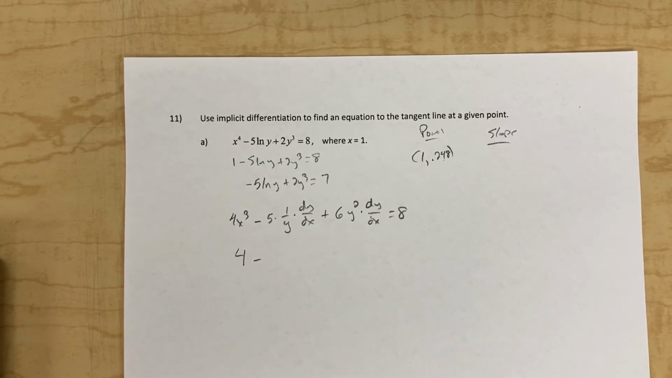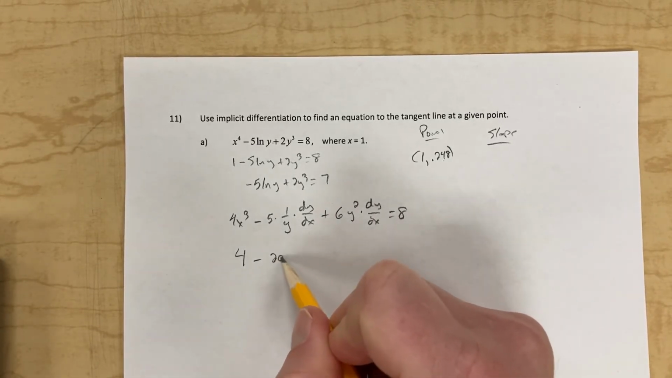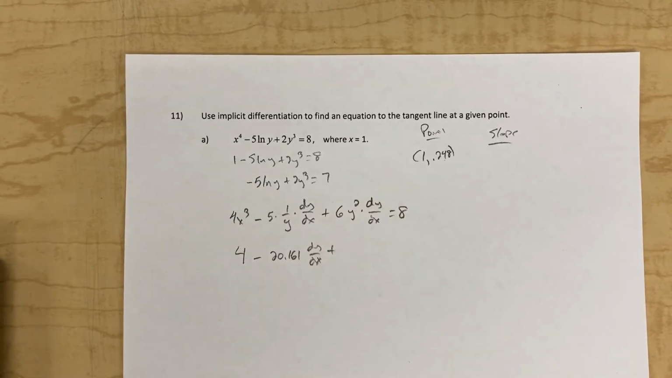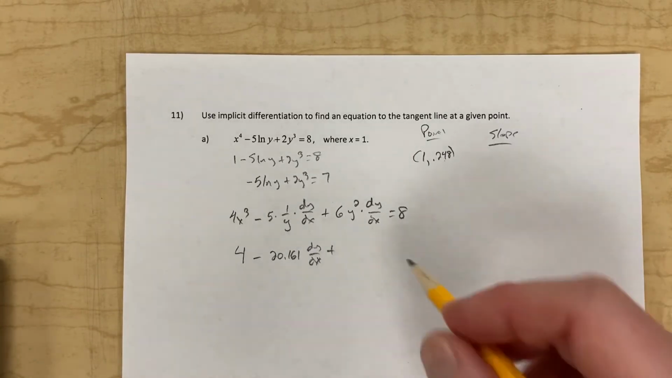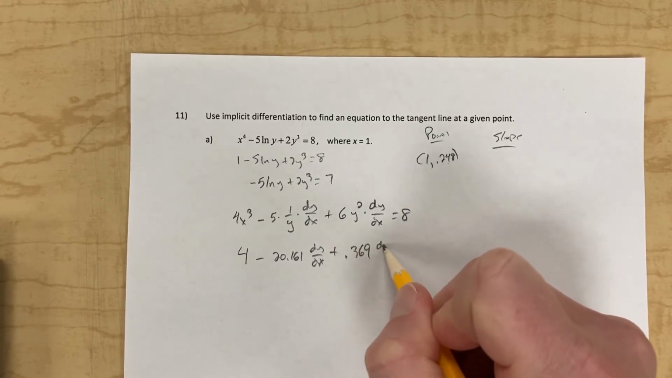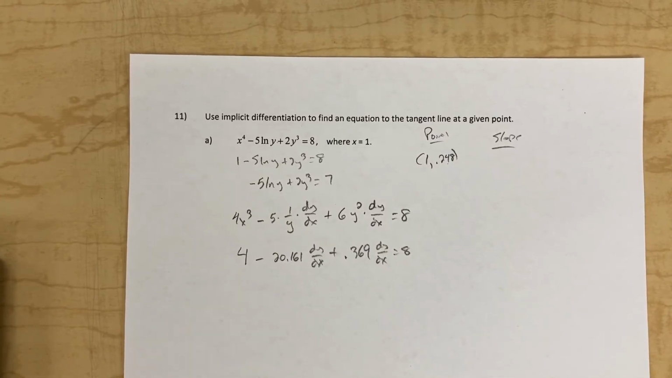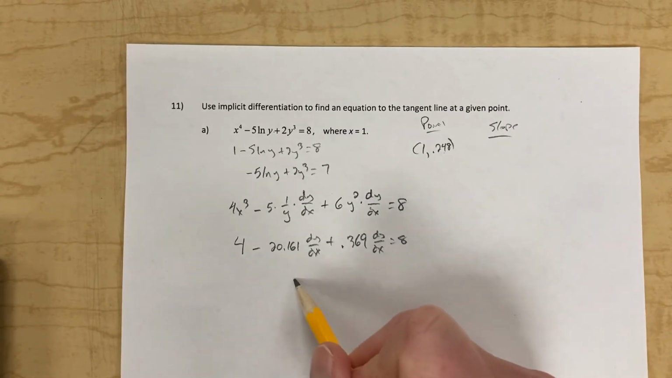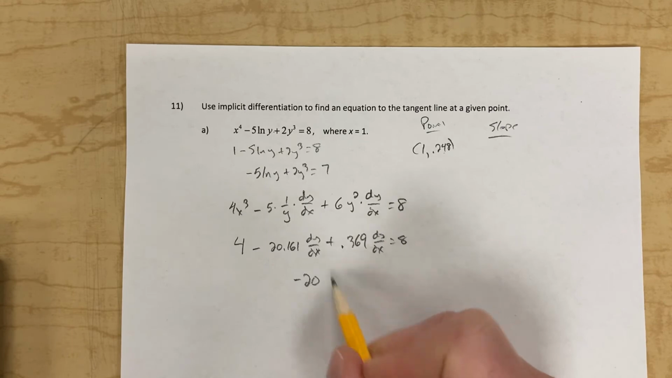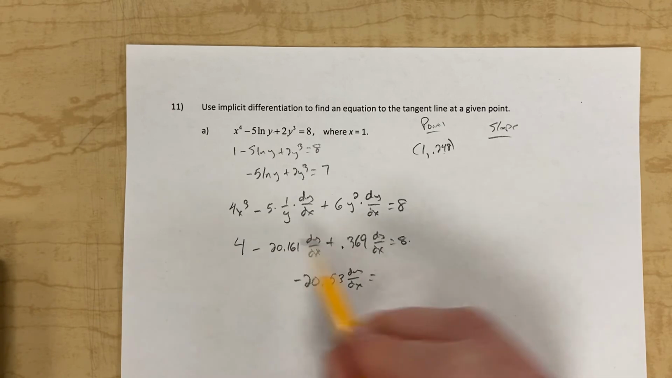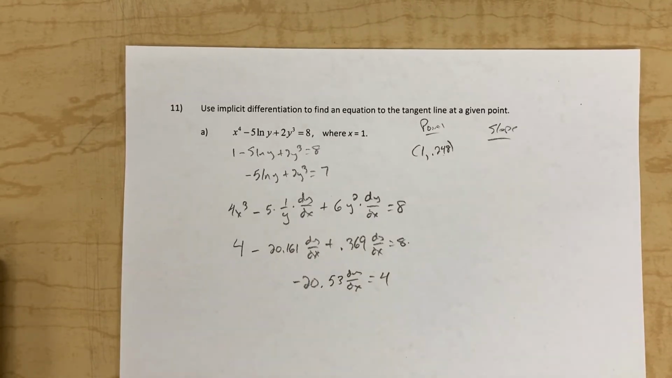So if I do that, I get 20.161 dy dx, plus now I'm going to do 6 times 0.248 squared, and that's 0.369 dy dx equals 8. If I do negative 20.161 minus 0.369, I get negative 20.53 dy dx equals 8 minus 4, which is 4. Then 4 divided by that.